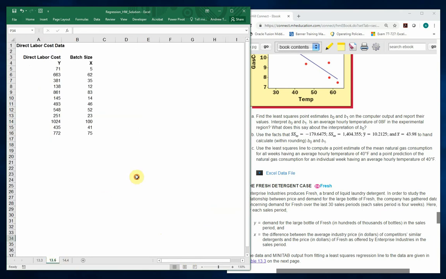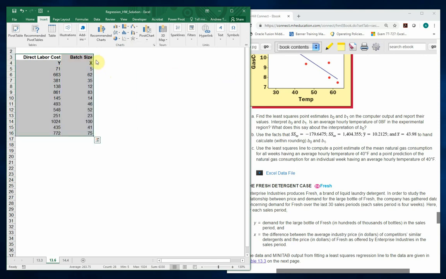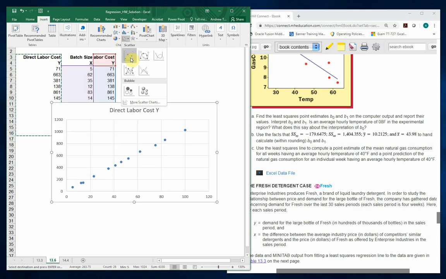All right, let's do the same thing in 13.6. They give you the data. What we're looking at is how does the labor cost change based on the batch size. Now if you were going to build a scatter plot, here's the wrong way to do it. Don't do that, because you're plotting the batch size on the vertical axis. If you're going to do this, you need to copy this over like this and build a scatter plot of that. You put the labor cost, or the y, on the vertical axis, not the x, the horizontal.